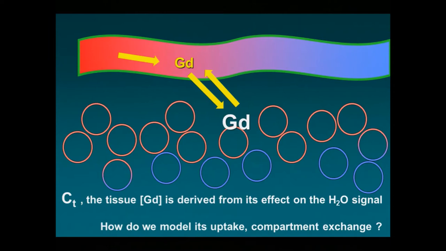So what you want to do is derive, from the signal changes induced by gadolinium on the water signal, the concentration of gadolinium. That's an important thing. You're not directly looking at the contrast agent, but you're looking at the effect the contrast agent has on the water signal. That complicates the situation, but you can do that with proper calibrations. So now, say we have that concentration of gadolinium, the question is how do we model that?